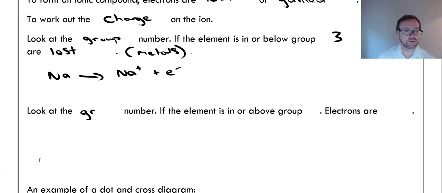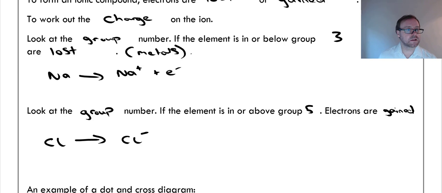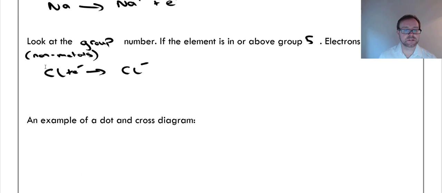Okay, moving on. Again, look at the group number. If the element is in or above group 5, electrons are gained. And we'll do the example of chlorine. Chlorine is in group 7 and needs to gain one electron. Leave a bit of space. Therefore, Cl plus e minus forms Cl minus. And these are examples of non-metals.